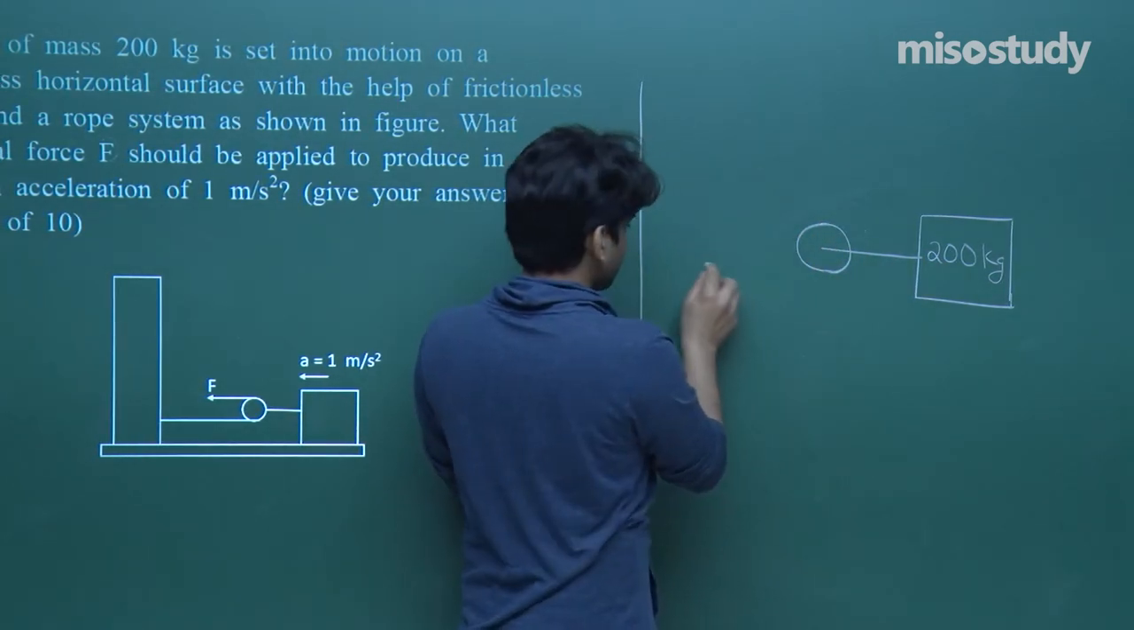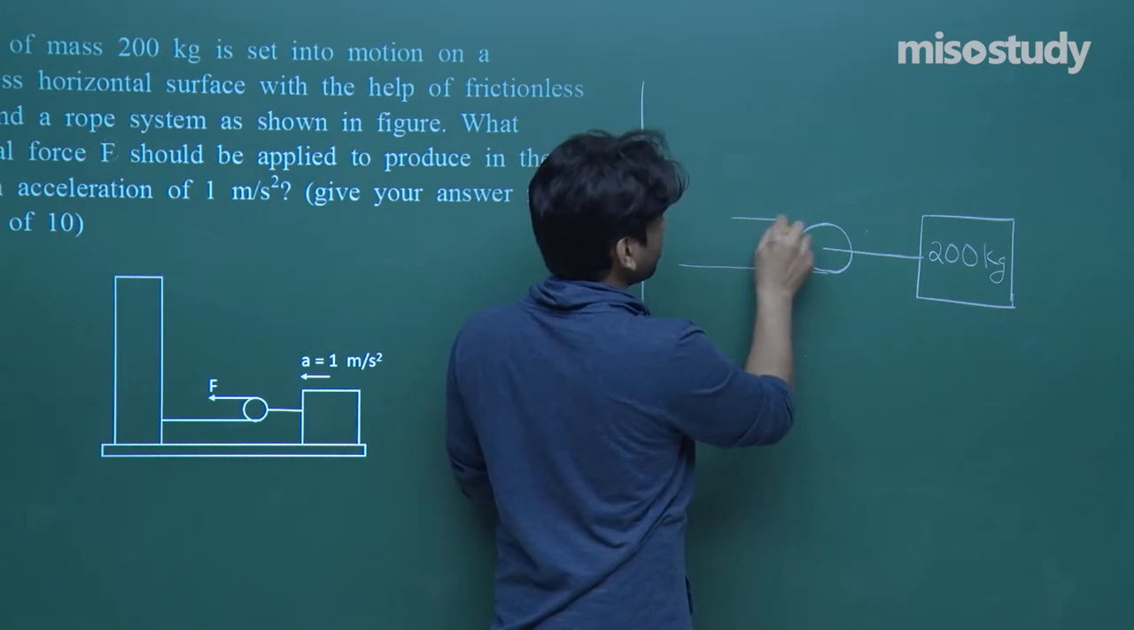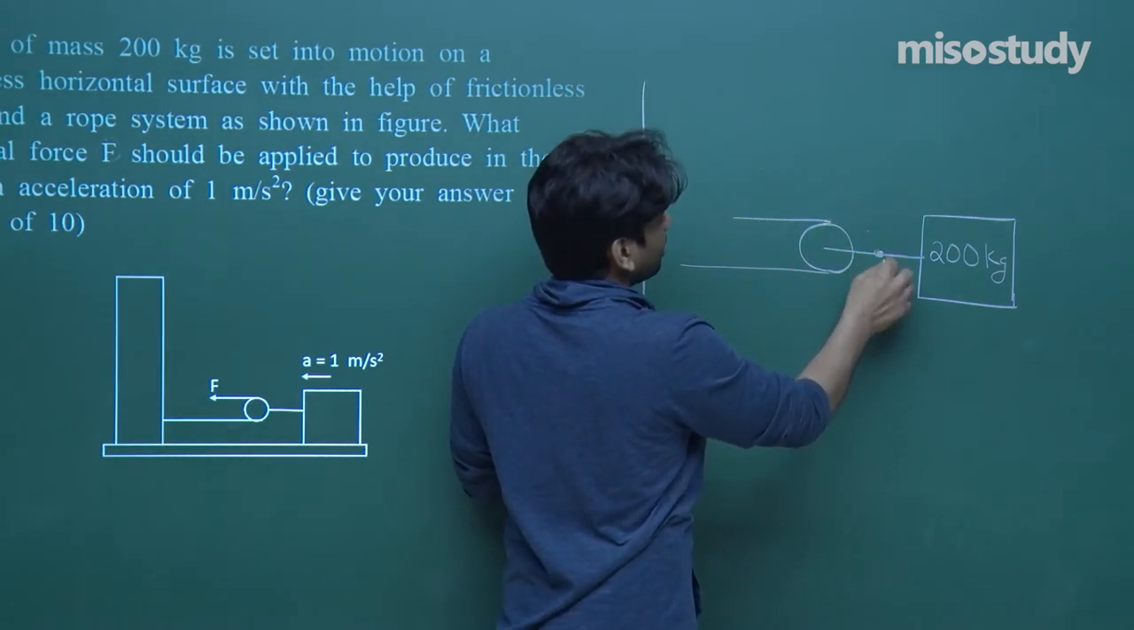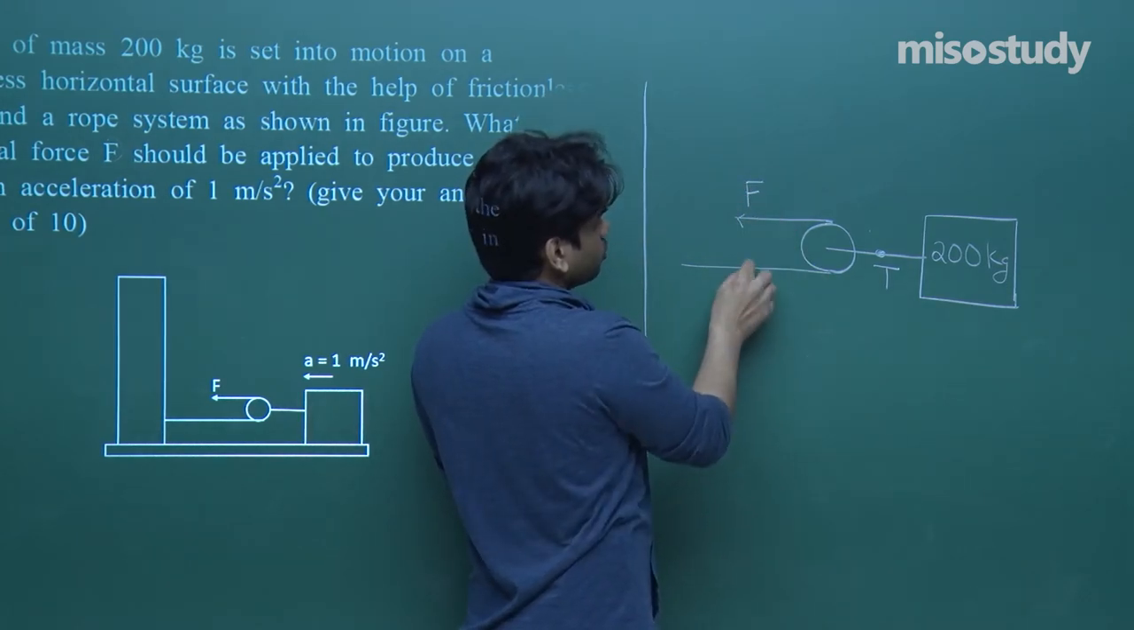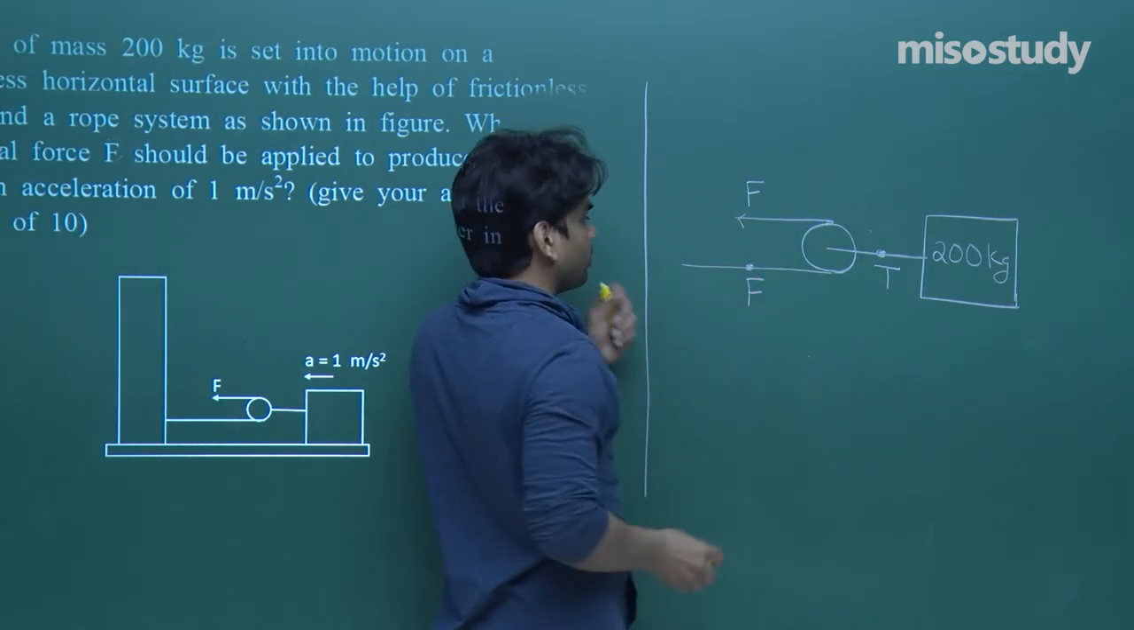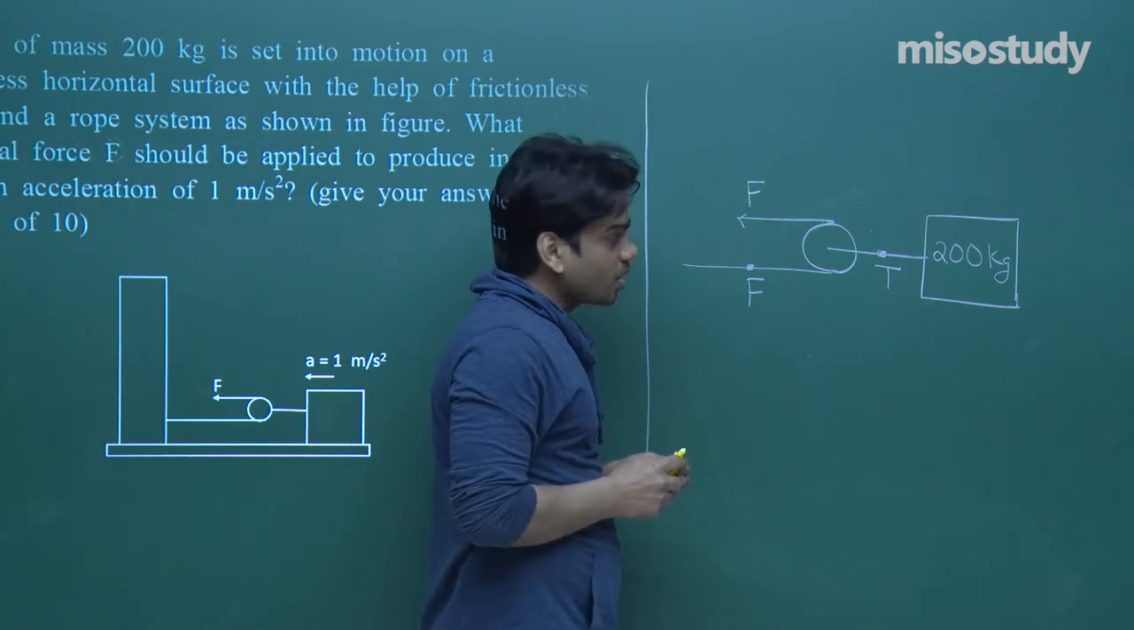Now see, this is one of the string. Now see, string is same. Let me say that this is tension T acting here. Here force F is acting. Same string, so same tension T that will develop, that will be equal to force F.